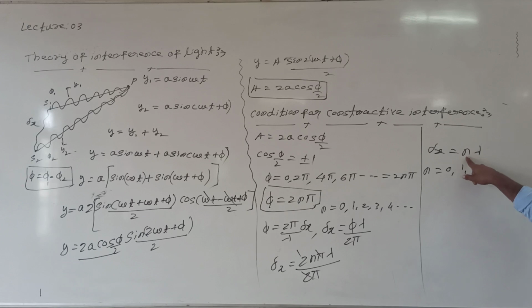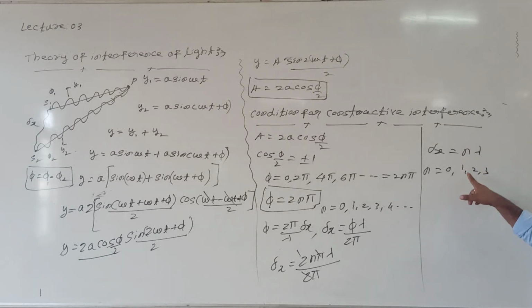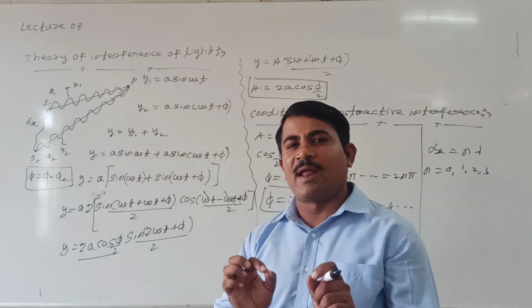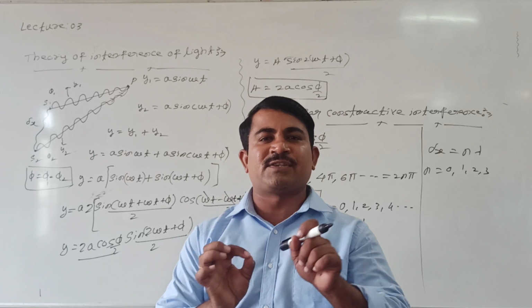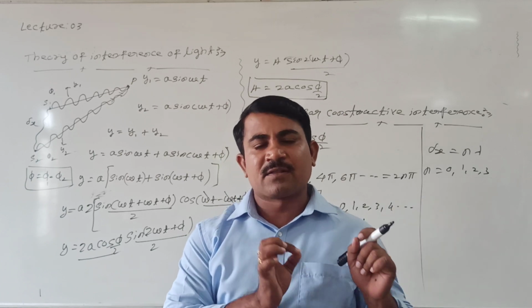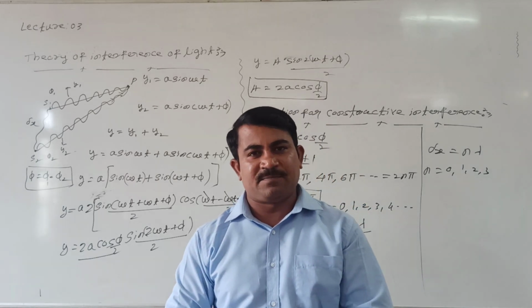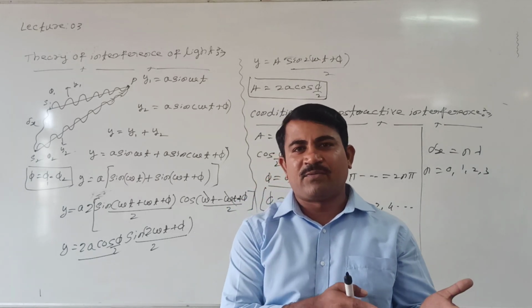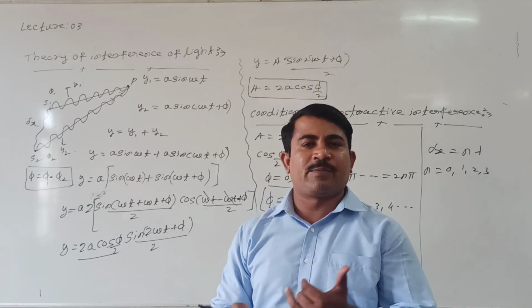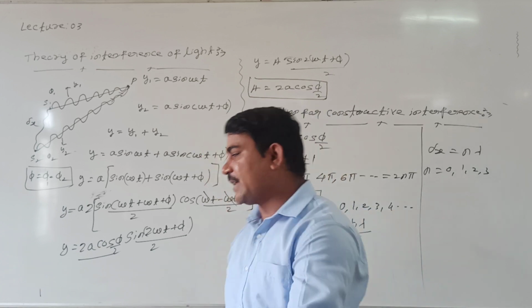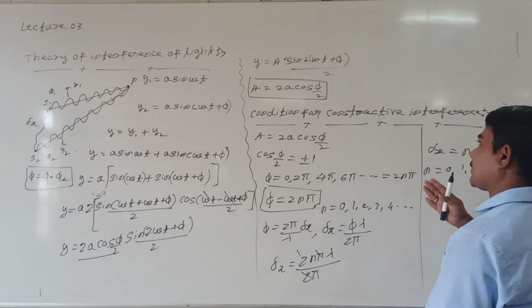n is equal to 1, lambda. Path difference is lambda, or path difference is 2 lambda, or path difference is 3 lambda. Whenever the path difference is lambda, 2 lambda, 3 lambda, or the phase difference is 2 phi, 4 phi, 6 phi, then only at point P is constructive interference possible. I mean the crest of one wave overlaps with the crest of another wave, or trough overlaps with the trough of another wave. Then let us see now what is the condition for destructive interference.